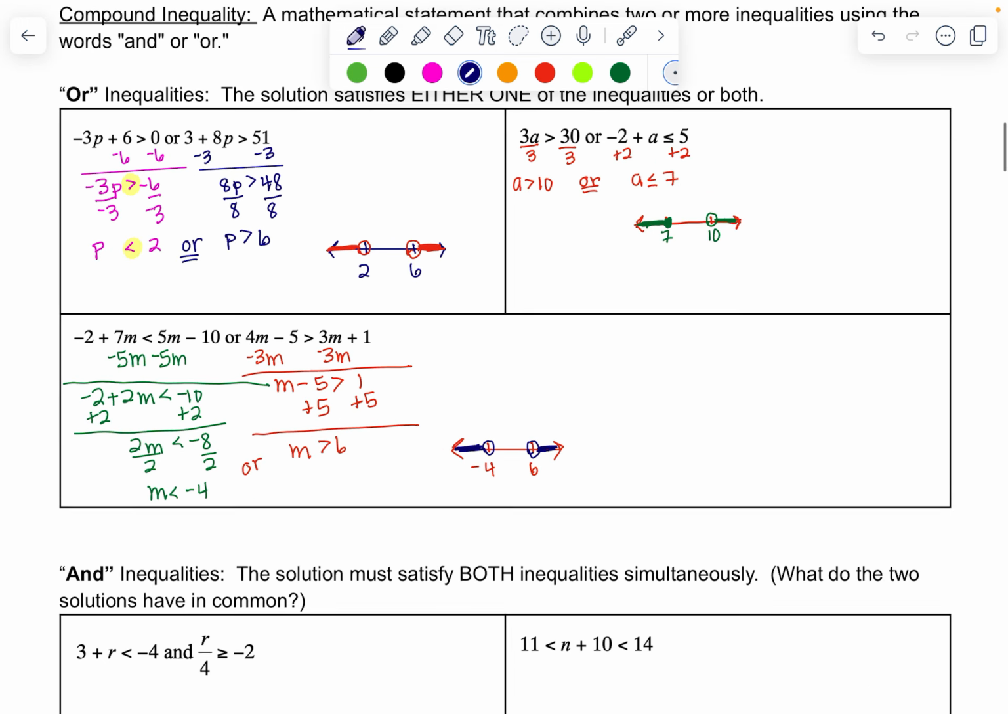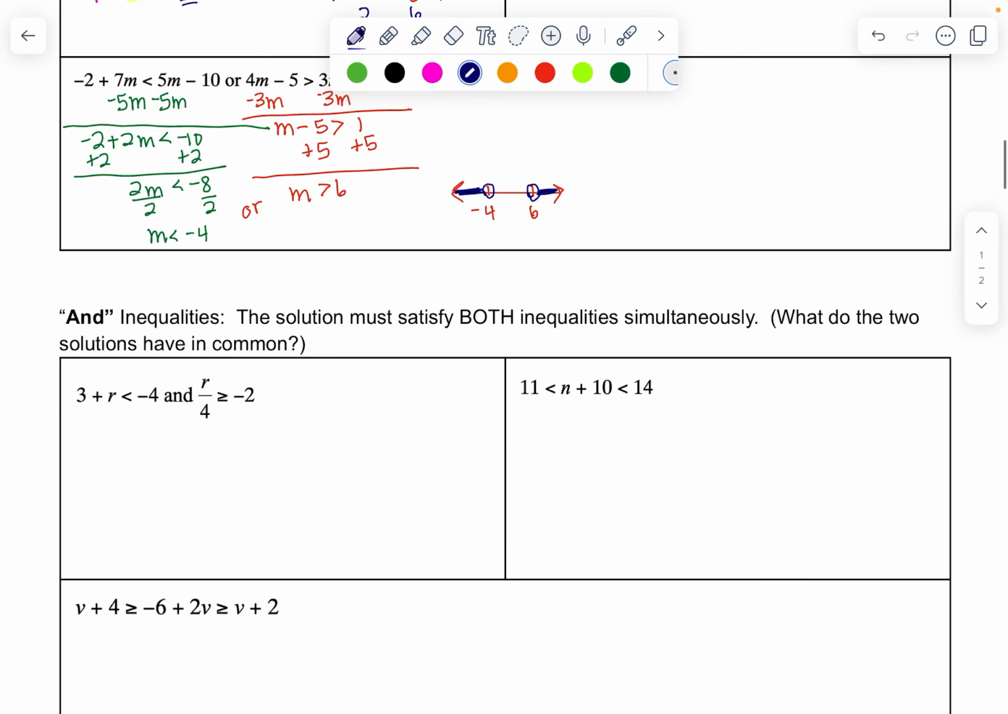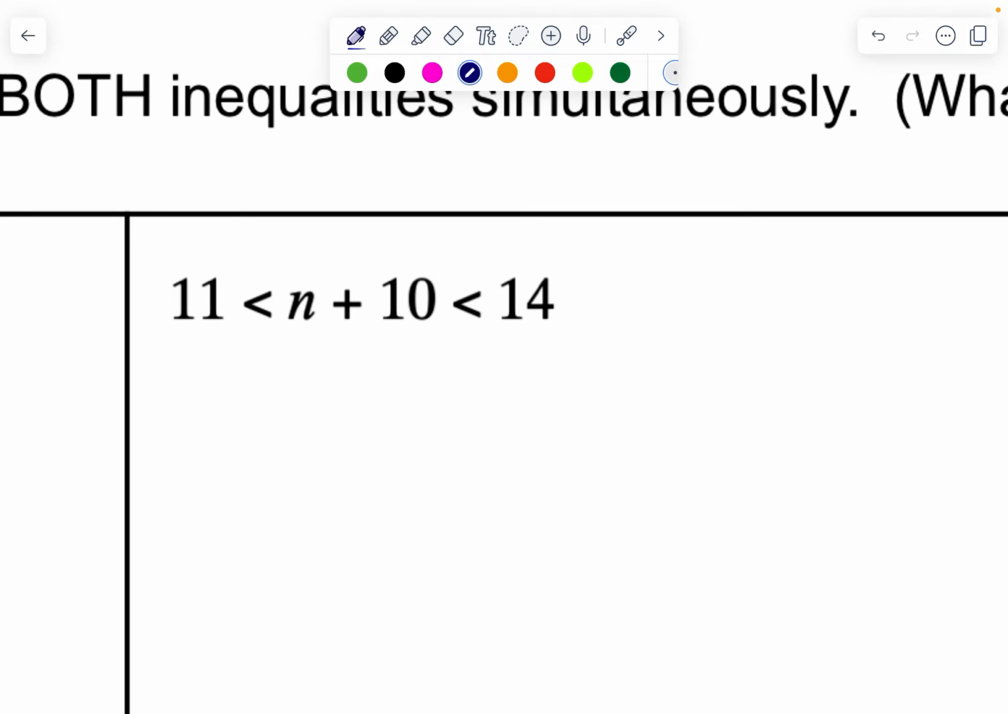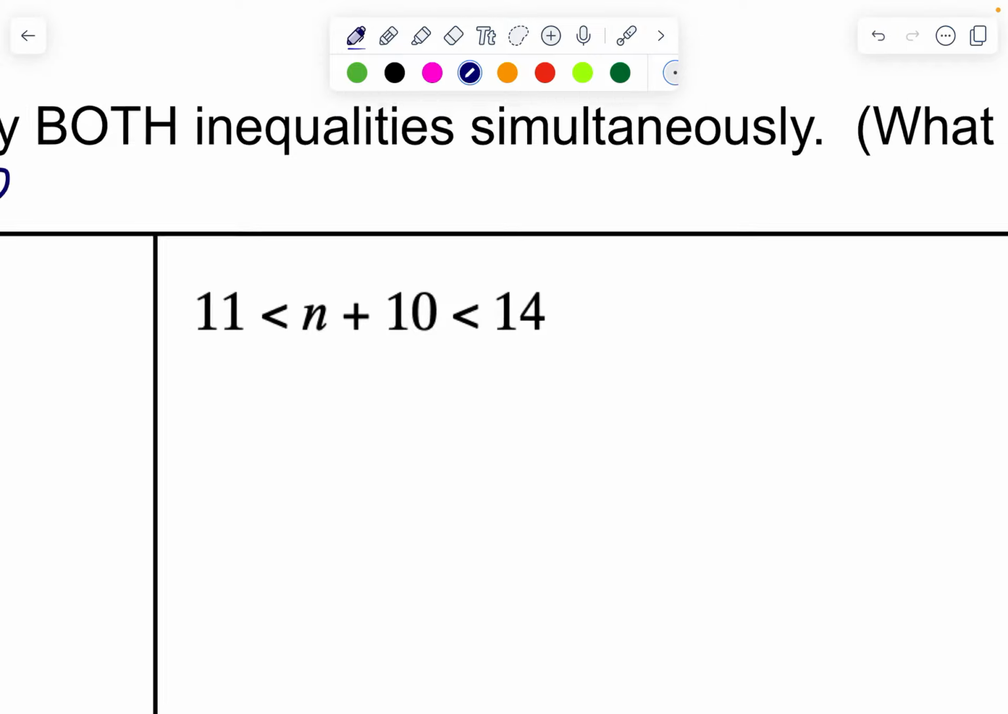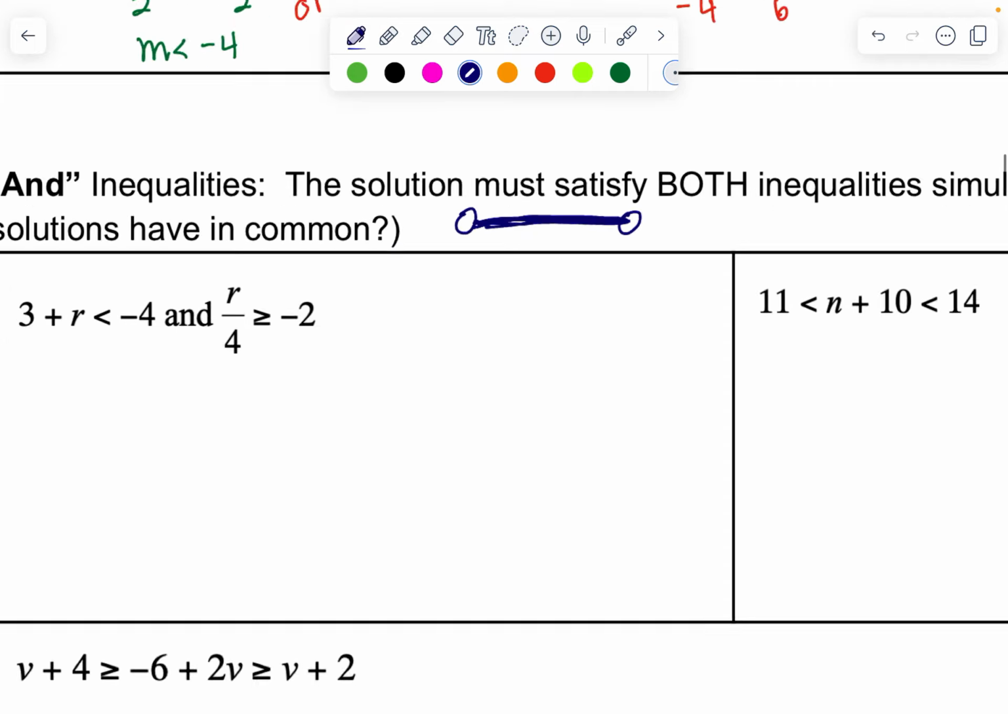Now we're going to look at some "and"s. If it's "and," that means the inequality is squished between the two numbers. You're either going to see the word "and," or you're going to have an inequality like this one, where the inequality itself is squished between two numbers. This implies "and."